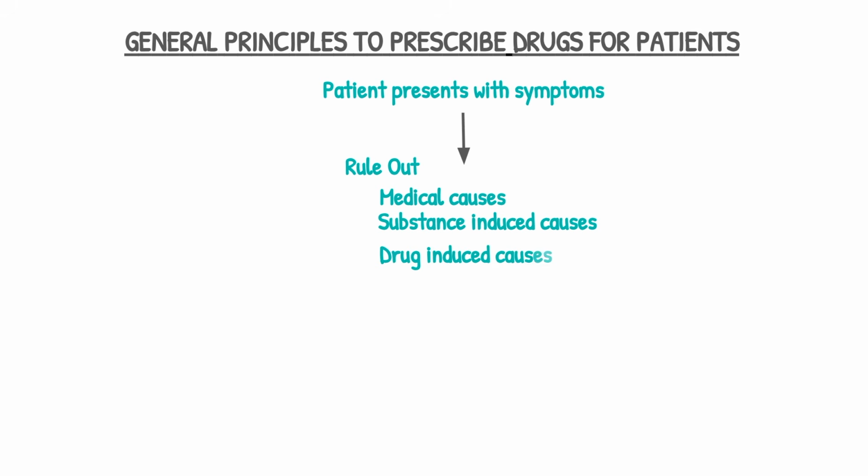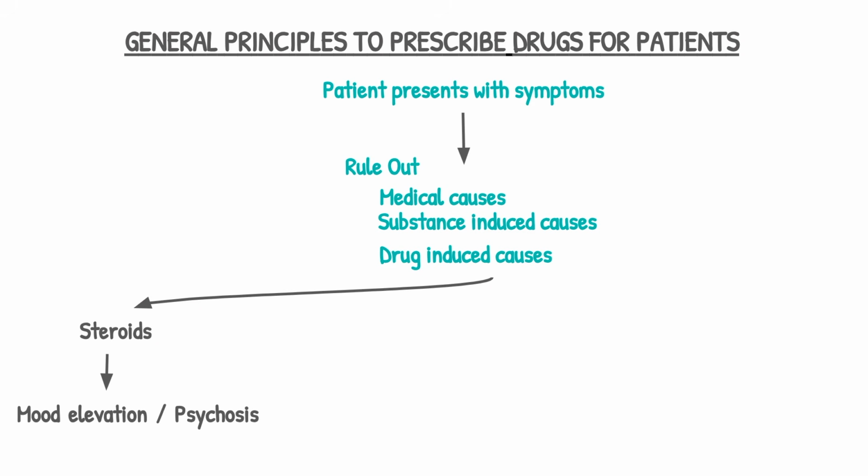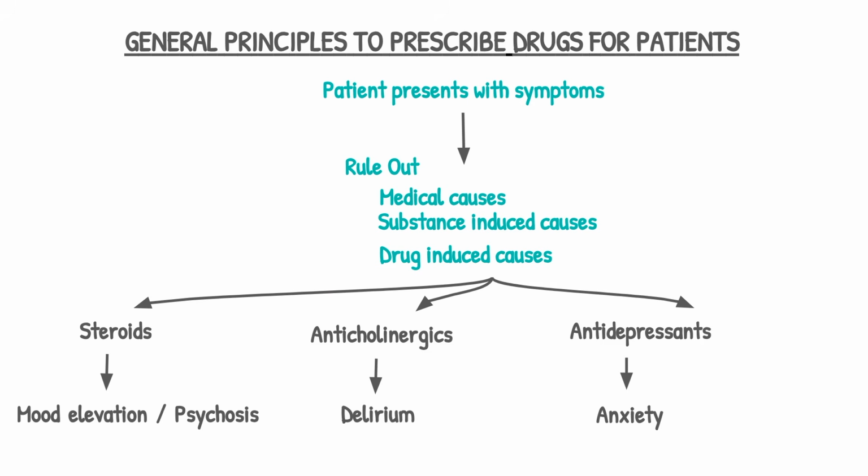Many commonly prescribed medications can produce psychiatric side effects. Steroids can cause mood elevation or psychosis. Anticholinergics can cause delirium, and some antidepressants can worsen anxiety initially. Recognizing drug-induced symptoms prevents unnecessary addition of new medications.